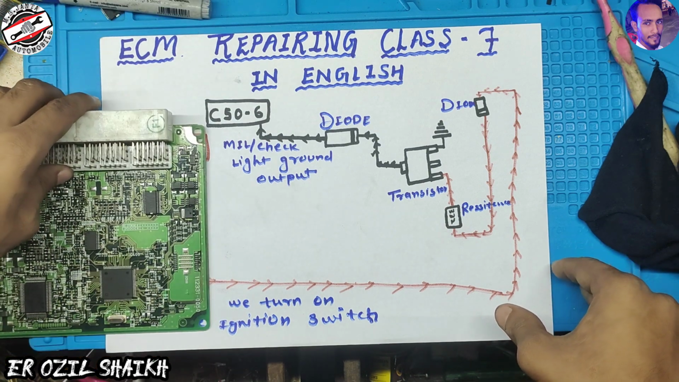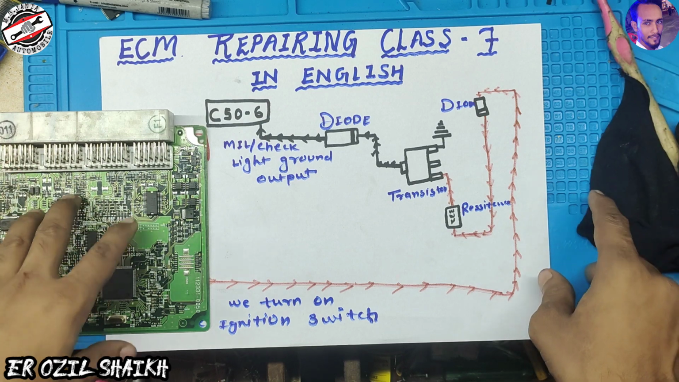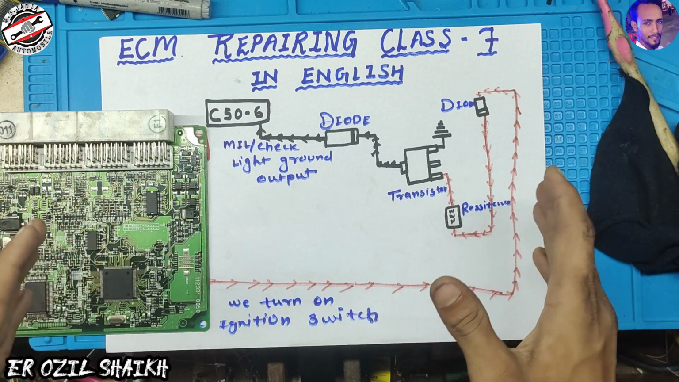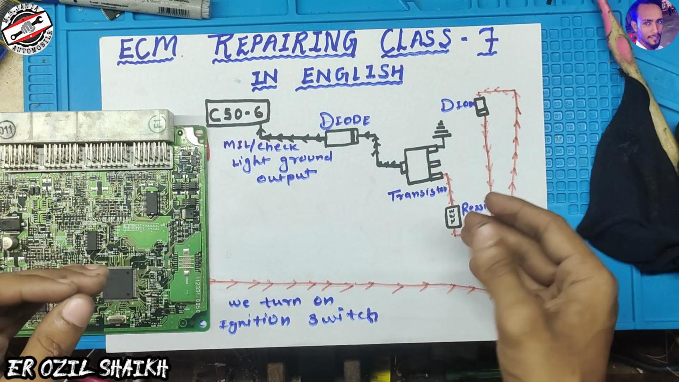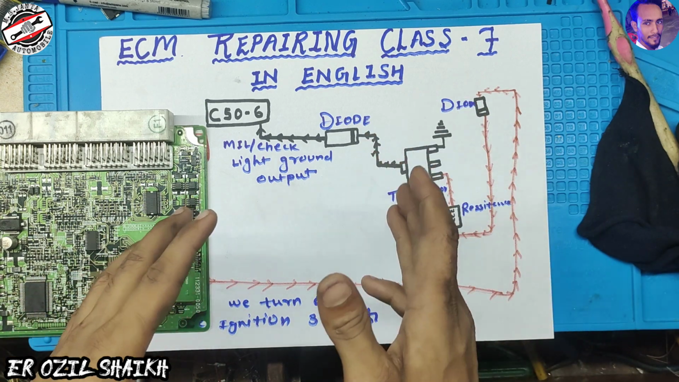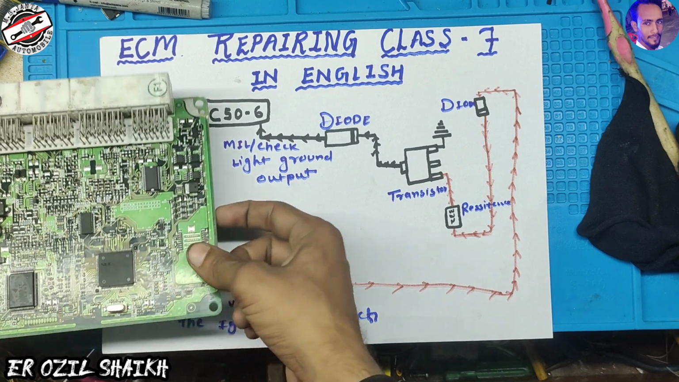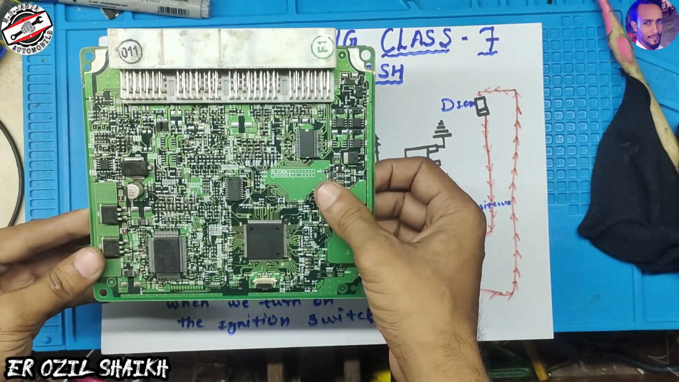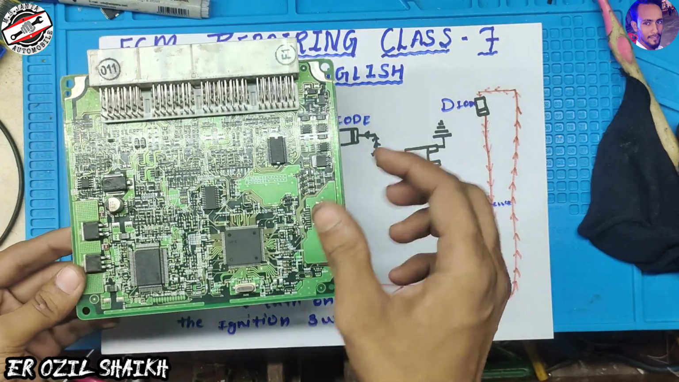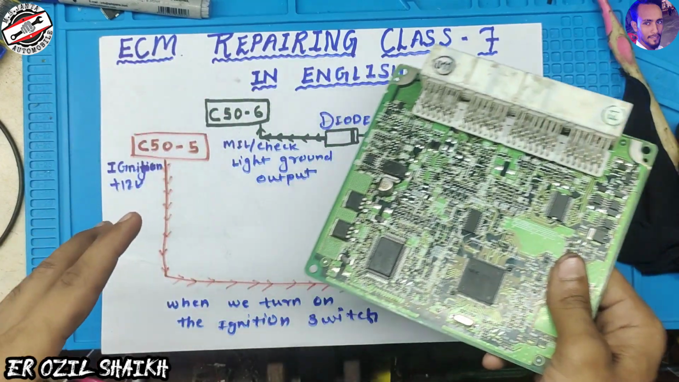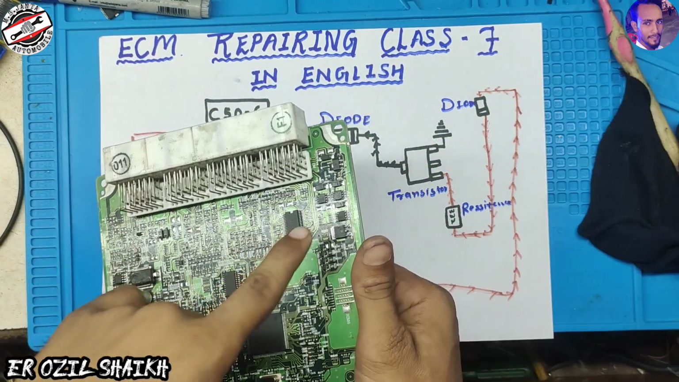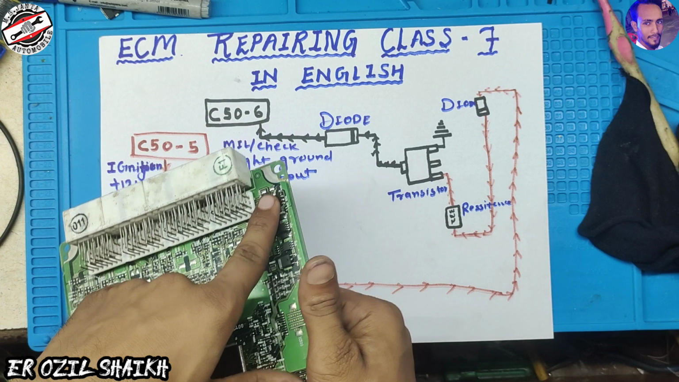Today's class is ECM repairing class 7 in English. In this video we discuss how to trace the check light and how to come to the cluster meter check light. So how is the circuit in this ECM? This ECM is a Denso installed in the Maruti Suzuki ECM Euro-3. Now we will start how to trace out this check light.